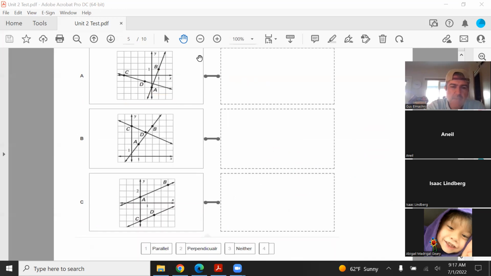A handful of you guys missed these problems. This is perpendicular, not just because they're crossing, but look at the slopes. This slope here is down 1, right 3. So that's negative 1/3. This slope is up 3, right 1. That's positive 3. Now here, that's down 1, right 2. Up 3, right 2.